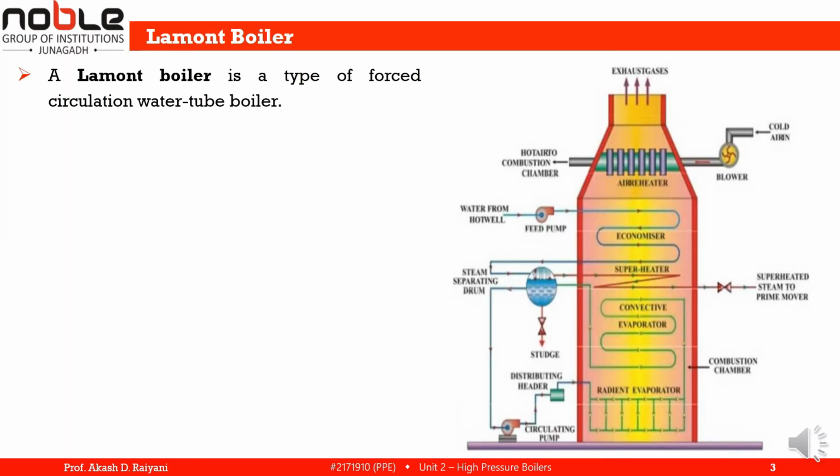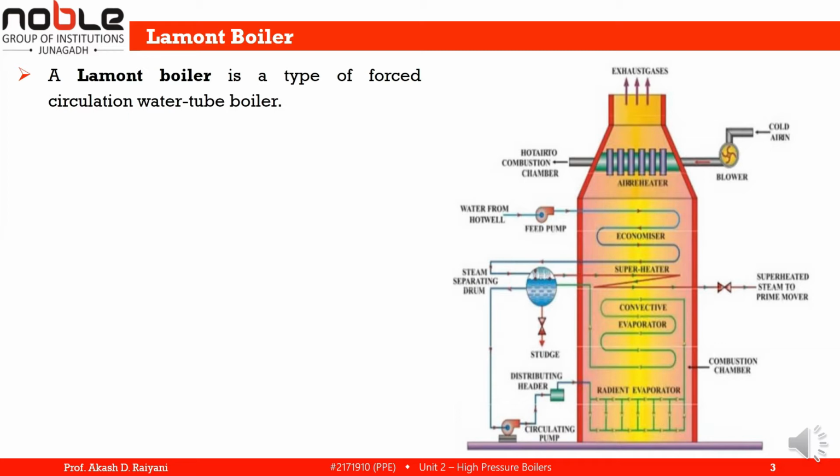Next one is the La-mount boiler. A La-mount boiler is a type of forced circulation water tube boiler which was introduced by La-mount in 1925. It is the first forced circulation water tube high pressure boiler.